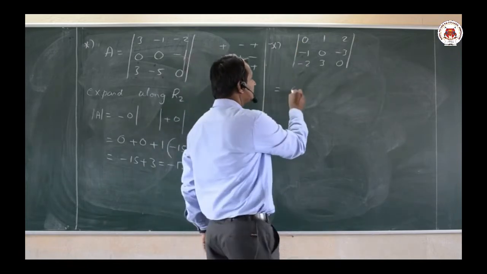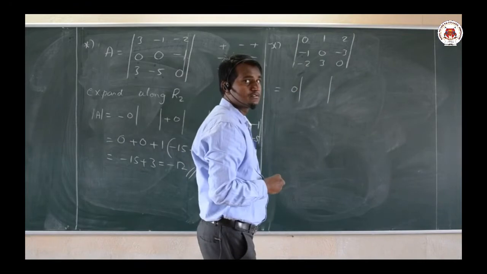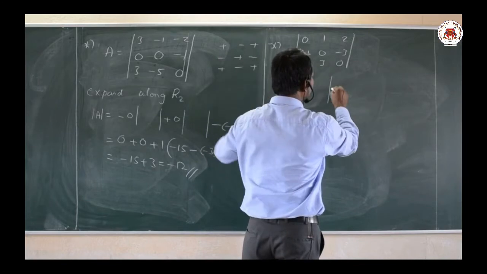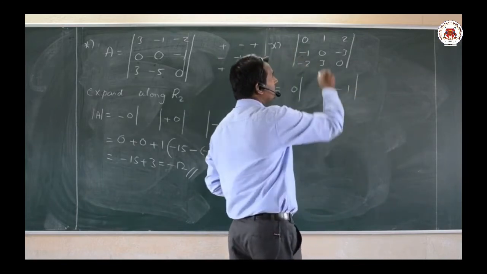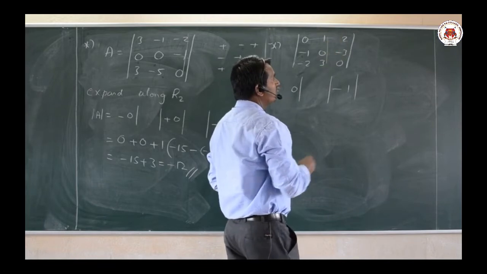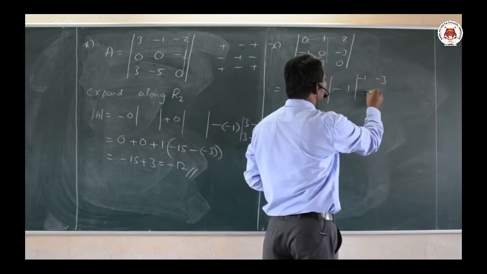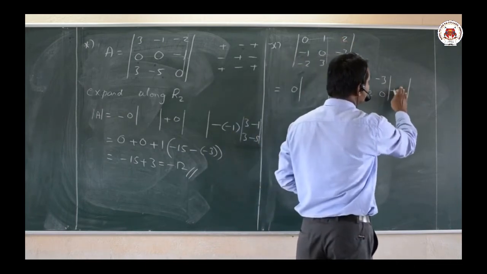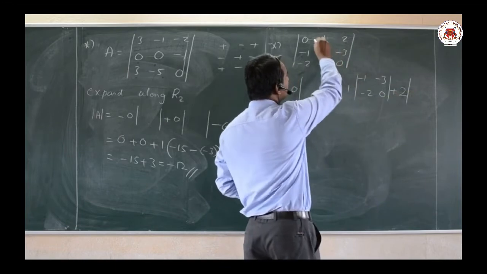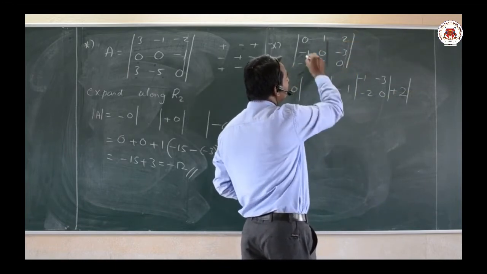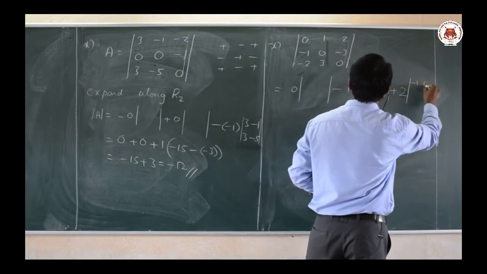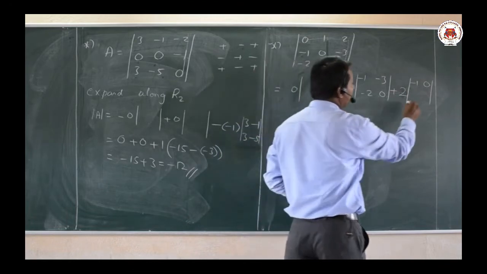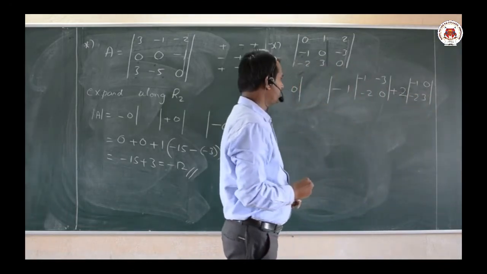What we get? 0 into anything will be 0 only, so we need not write the values. Next is the minus symbol for 1, minus 1 into the determinant of, now leaving this row and this particular column, minus 1, minus 3, minus 2, 0, plus 2 into, now leave this particular row and column, what we get is minus 1, 0, minus 1, 0. Then the remaining values are minus 2, 3.